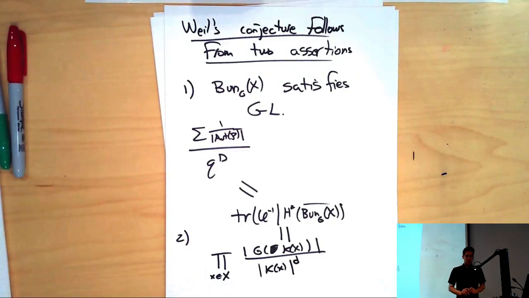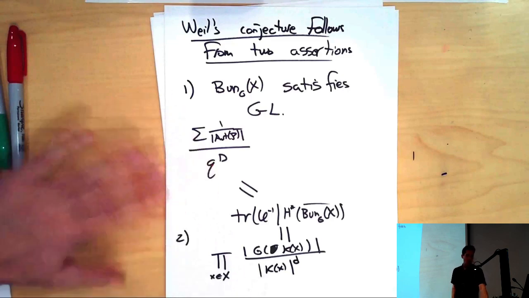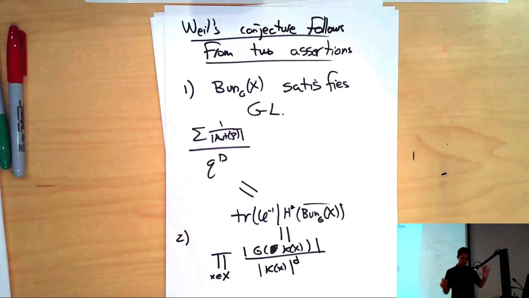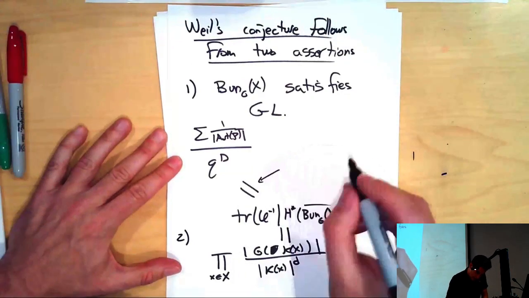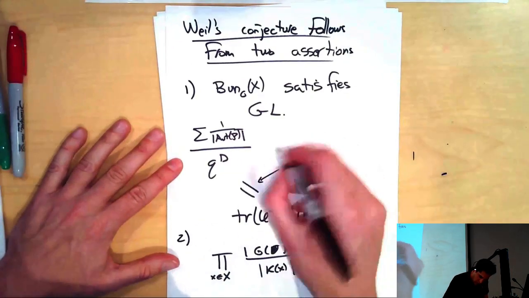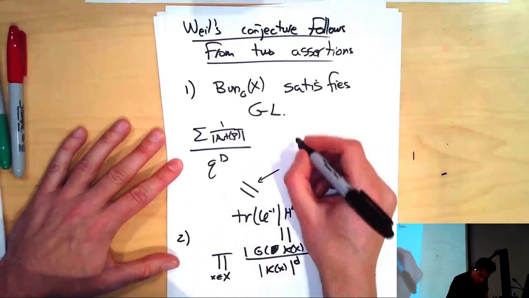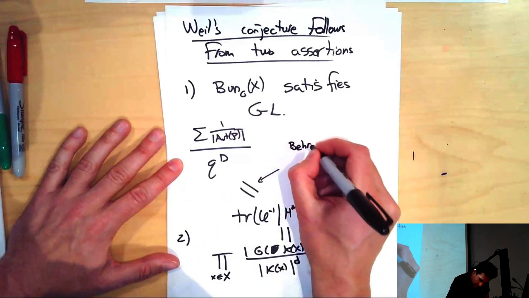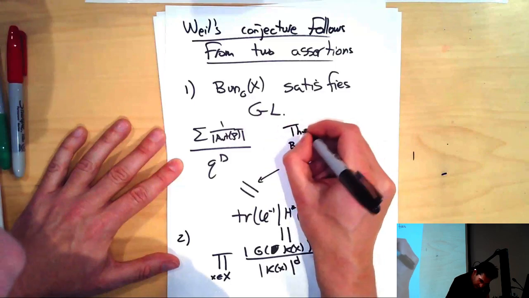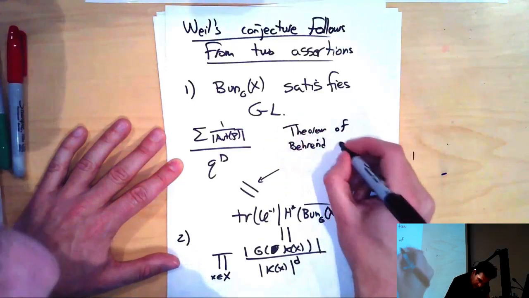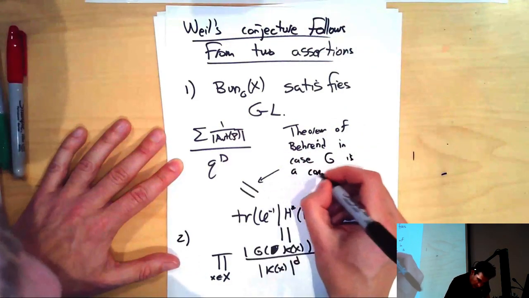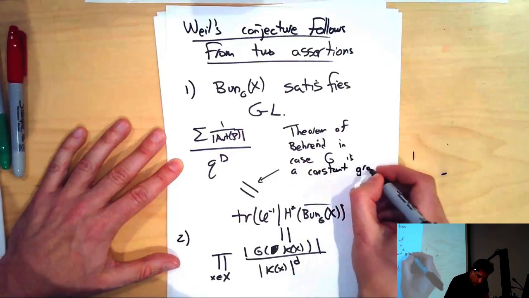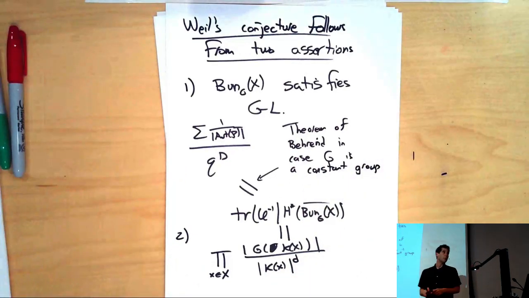Okay, so let me first comment on the first part, because I'm not going to say anything else about it in this series of lectures. I think the first place where this was proven in some cases is the thesis of Kai Behrend. So this is a theorem of Behrend in the case where G is a constant group, or I think more generally, in the case where G is a group which is everywhere semisimple.